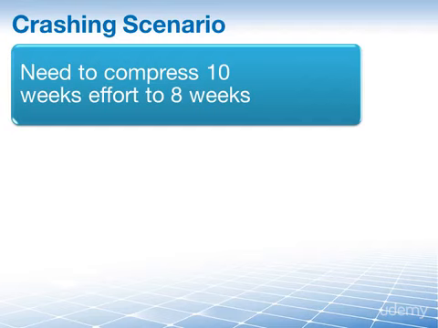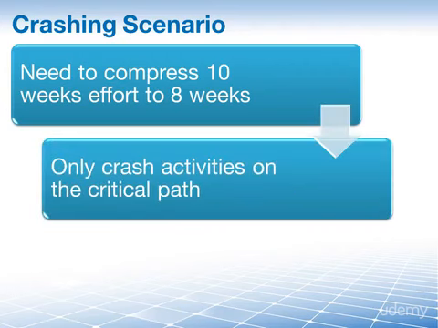So let's start out by adding more resources to the project. This technique is called crashing. The idea here is to look at your schedule activities and figure out to which activities you can actually add resources in order to get the most schedule reduction. But you only crash those activities that are on the critical path. Why? Well, there is no point at all to crash an activity that is not on the critical path.